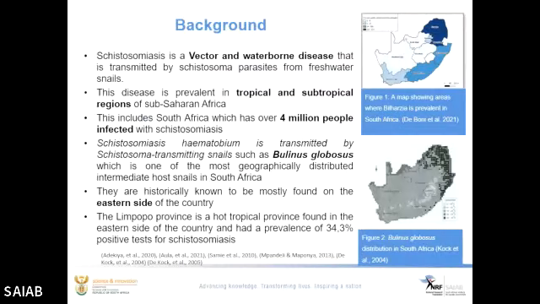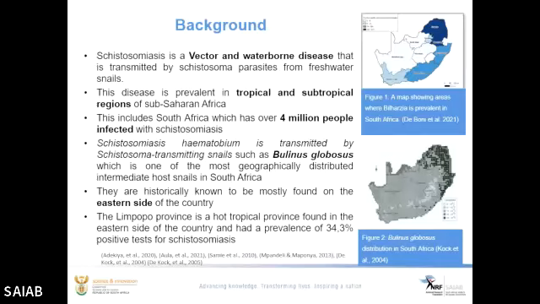Schistosomiasis is a vector and waterborne disease that is transmitted by schistosoma parasites from freshwater snails. The symptoms include abdominal pains, enlarged liver, blood in stool or urine, fever, and even diarrhea. The disease is prevalent in tropical and subtropical regions of sub-Saharan Africa. This includes South Africa, which has 4 million people infected with schistosomiasis. Figure 1 shows schistosomiasis prevalent areas, and Limpopo and Mpumalanga show the most prevalence.